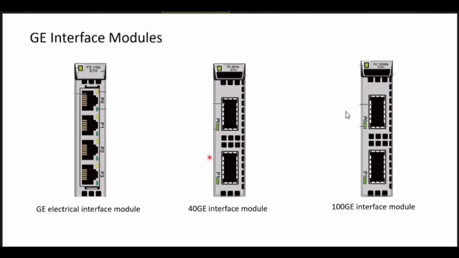Interface modules, of course, we're talking about the front-end interface modules and the back-end interface modules connected to the storage controller. Huawei has Gigabit Ethernet interface modules. You have the electrical 1 gigabit Ethernet interface module, the 40 gigabit Ethernet interface module, and the 100 gigabit Ethernet interface module. Generally, you don't see these being used that much, but in high-end environments you'll see them everywhere. The other one will be the 10 gigabit Ethernet.